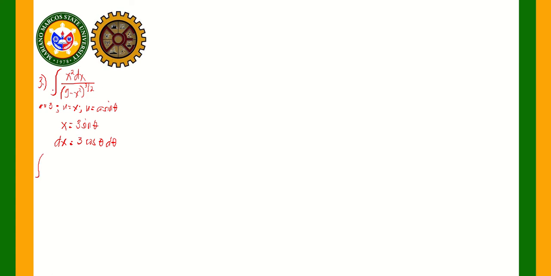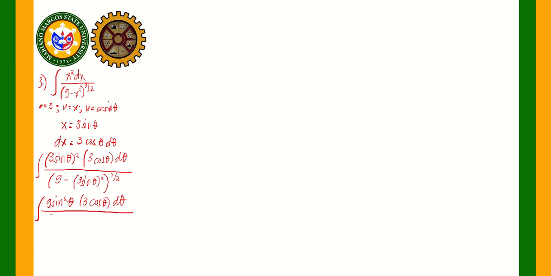And we are now ready to substitute. So our x will be 3 sine theta quantity squared. And then dx is 3 cosine theta d theta all over 9 minus 3 sine theta quantity squared raised to 3 over 2. So simplifying further, we have 9 sine squared theta times 3 cosine theta d theta all over 9 minus 9 sine squared theta raised to 3 over 2.